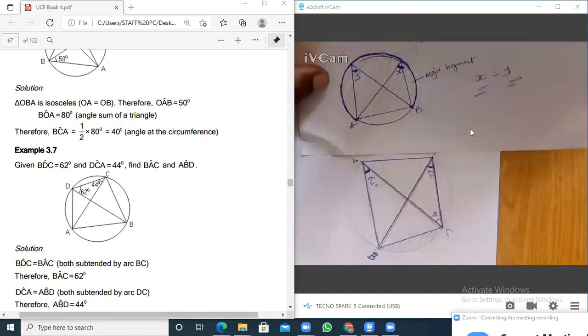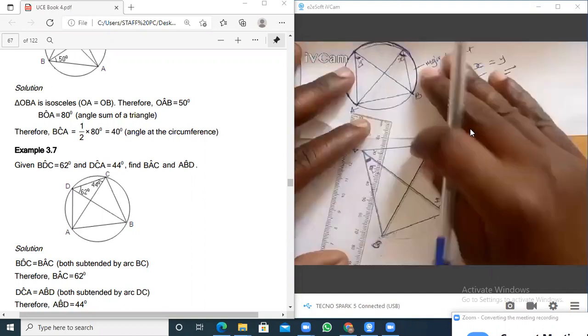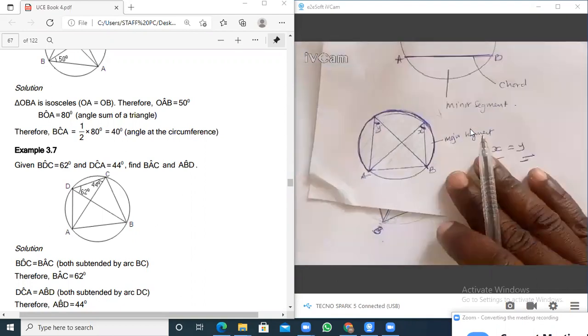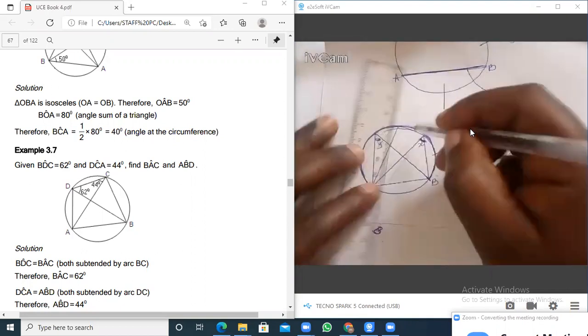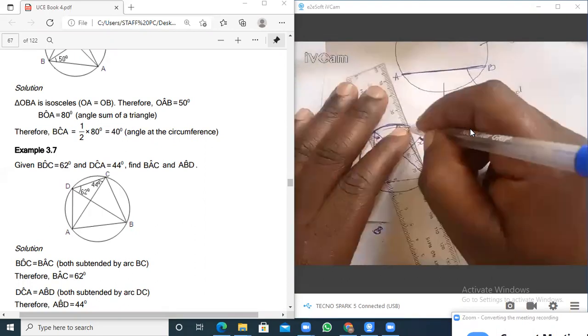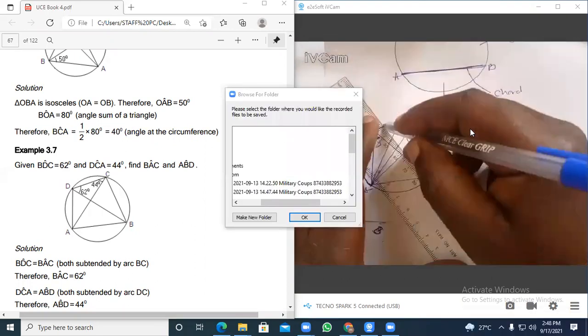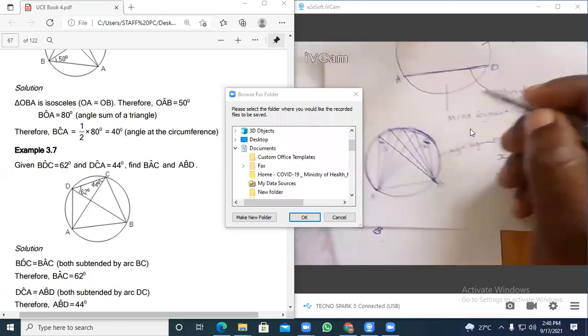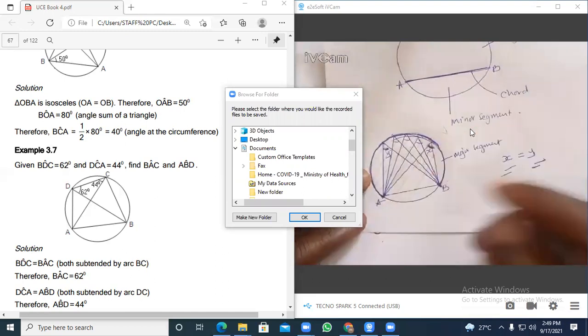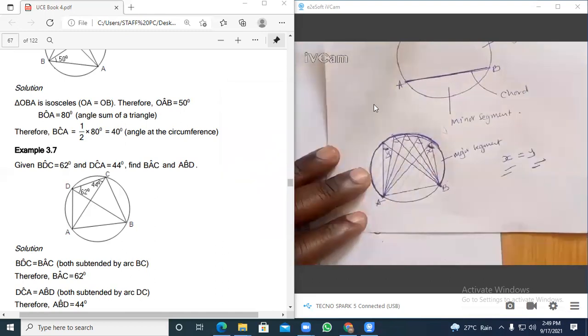Yes, even if we have another one here, even if we draw another one here, let me use this diagram. If we put another one here like this, like that, even another one here like this, even another one like that, all these angles are equal, including X, including Y. They are all equal because they are in the same segment.